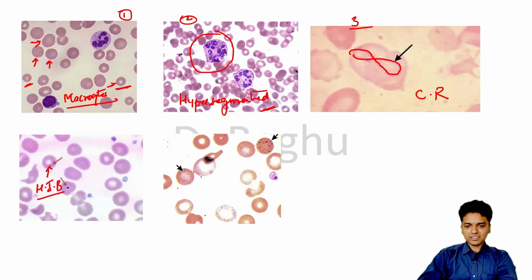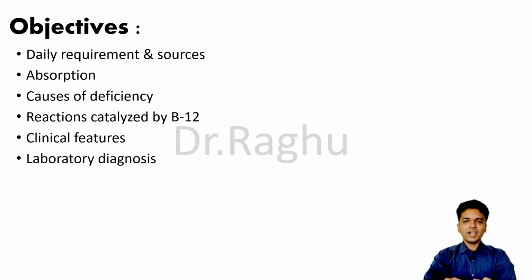And here you can see this is the RBC. Here also this is an RBC, a bigger RBC without any central pallor. And here we can see blue dots. This is called basophilic stippling. So Cabot rings, Howell-Jolly bodies, and basophilic stippling, all these are features of dyserythropoiesis. So I hope I have made you understand the concept behind vitamin B12 deficiency, and the objectives are fulfilled.